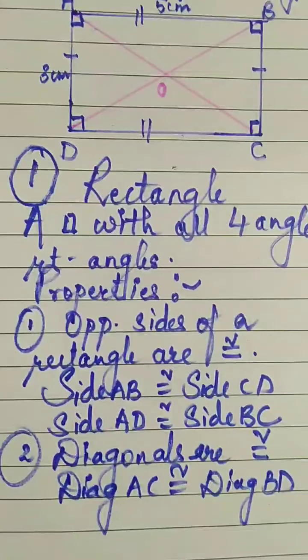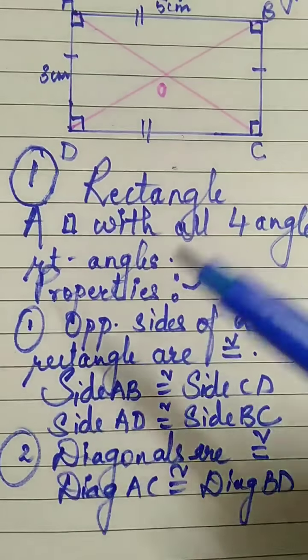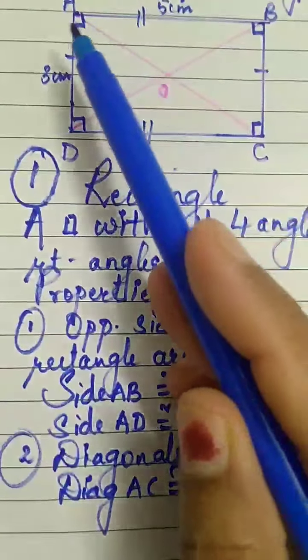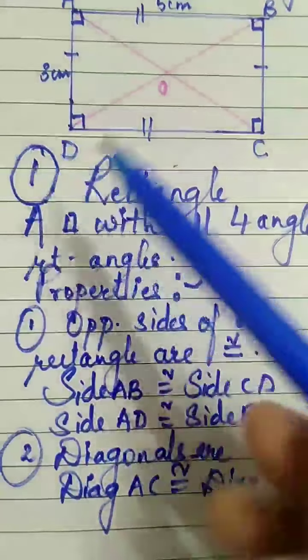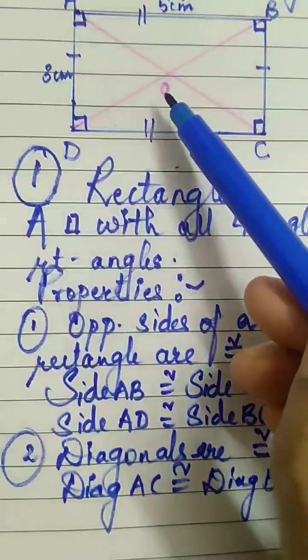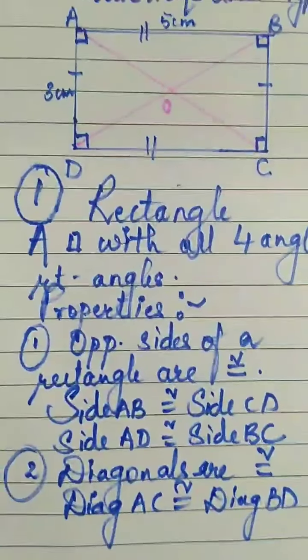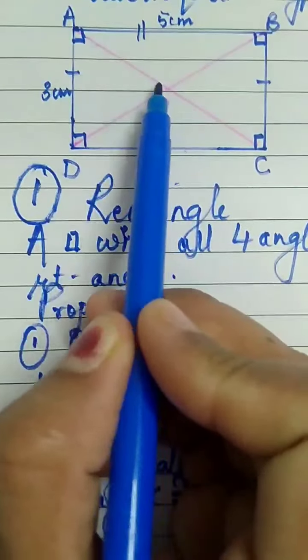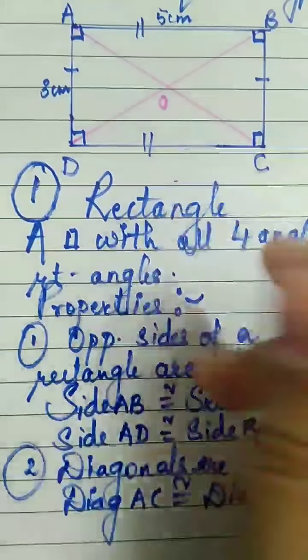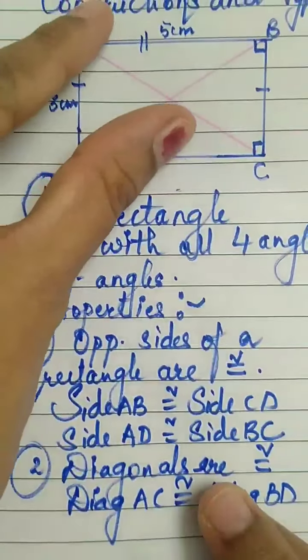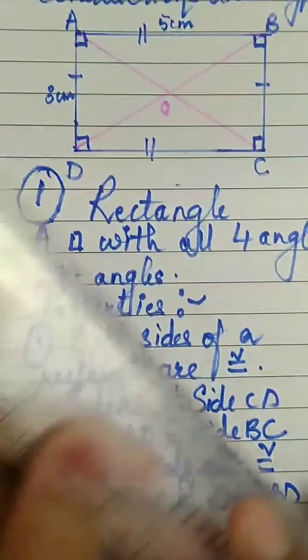After learning two properties of a rectangle, now let us move on to the third property. For that, I have drawn the diagonals, and both the diagonals are intersecting at point O. Now let me measure from point A to O and from point O to C. Let me measure this length and this length.